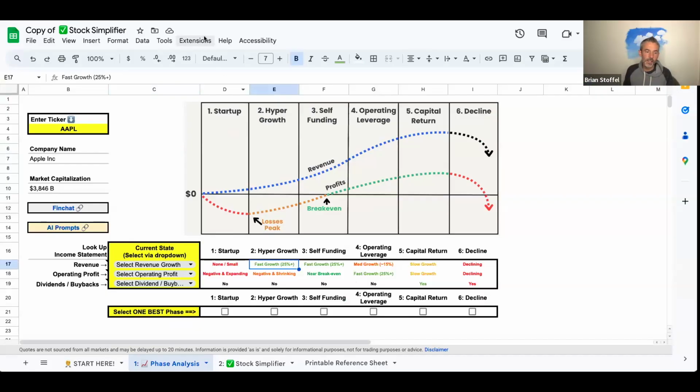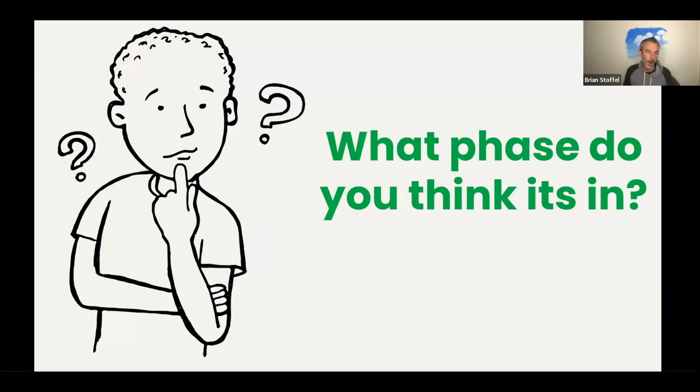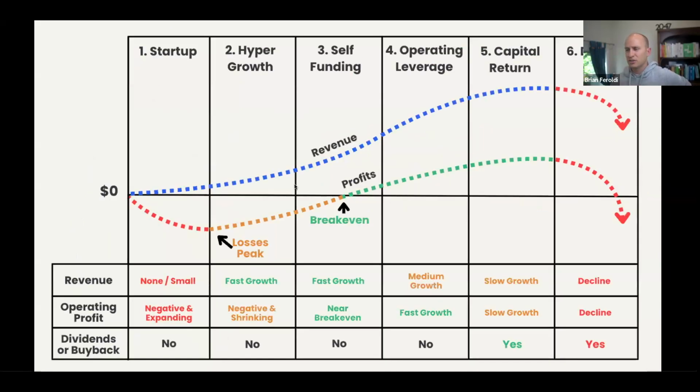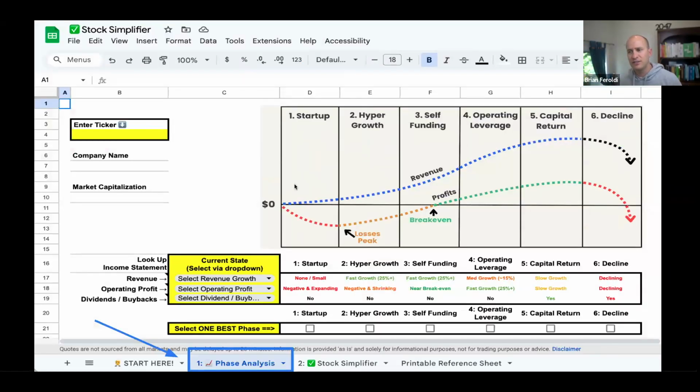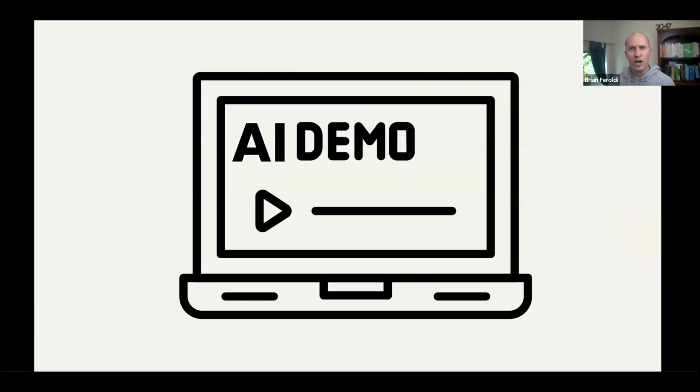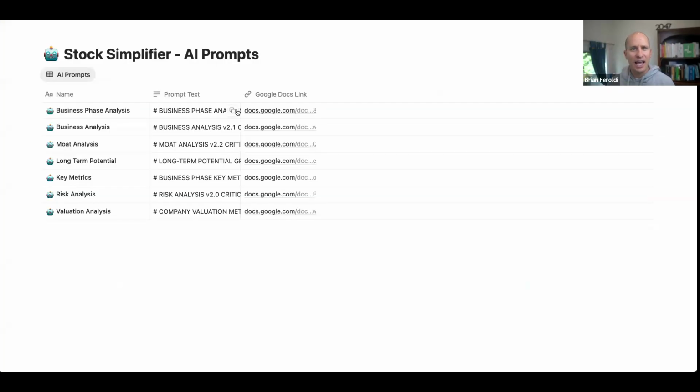So what is the answer here that people have? Yep, 71% said stage 5, capital return. Pretty much everyone else said stage 4, operating leverage. Okay, stage 5 and stage 4. To figure out the stage, we're going to look at 3 key things: revenue, operating profit, and shares outstanding. Those will tell us which phase it's in. But we're going to be letting AI do the analysis for us.